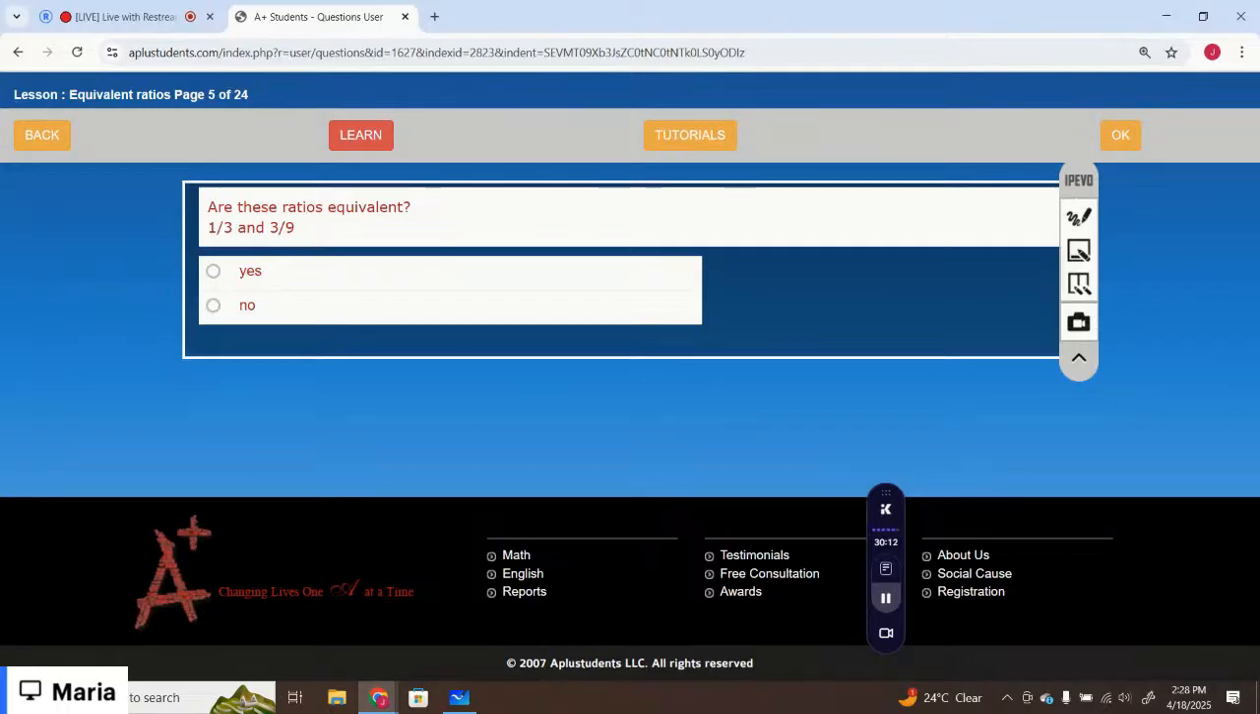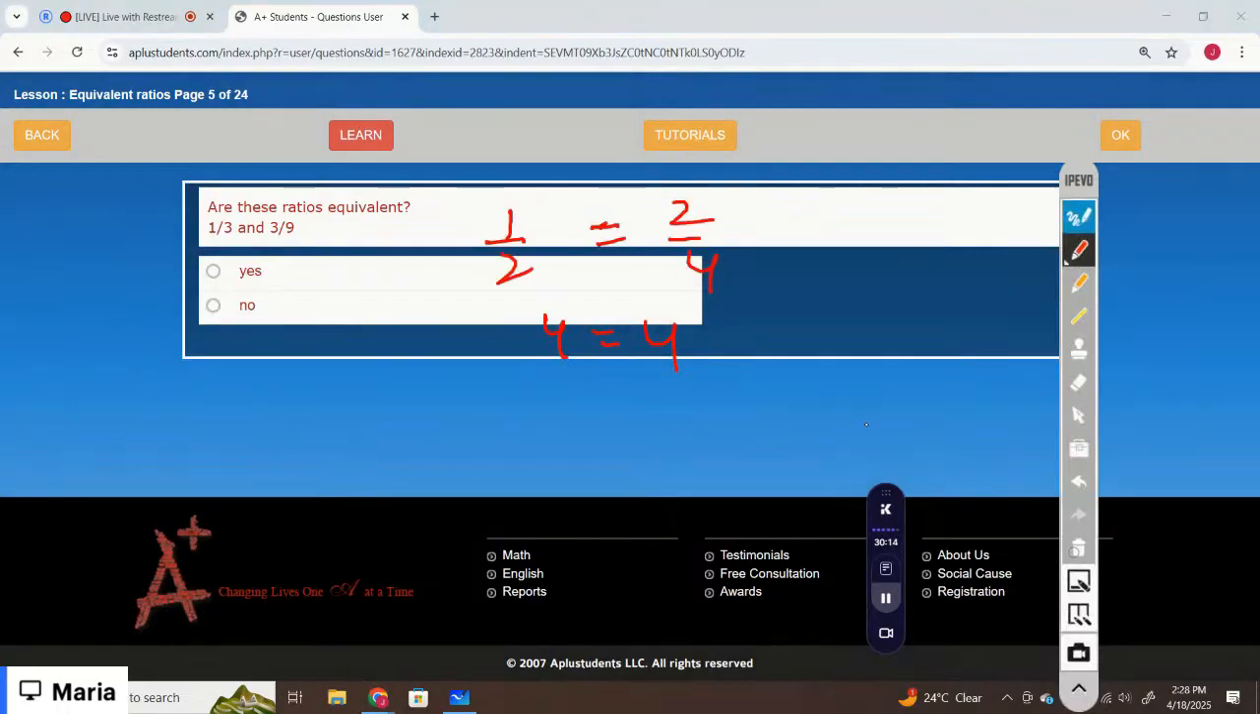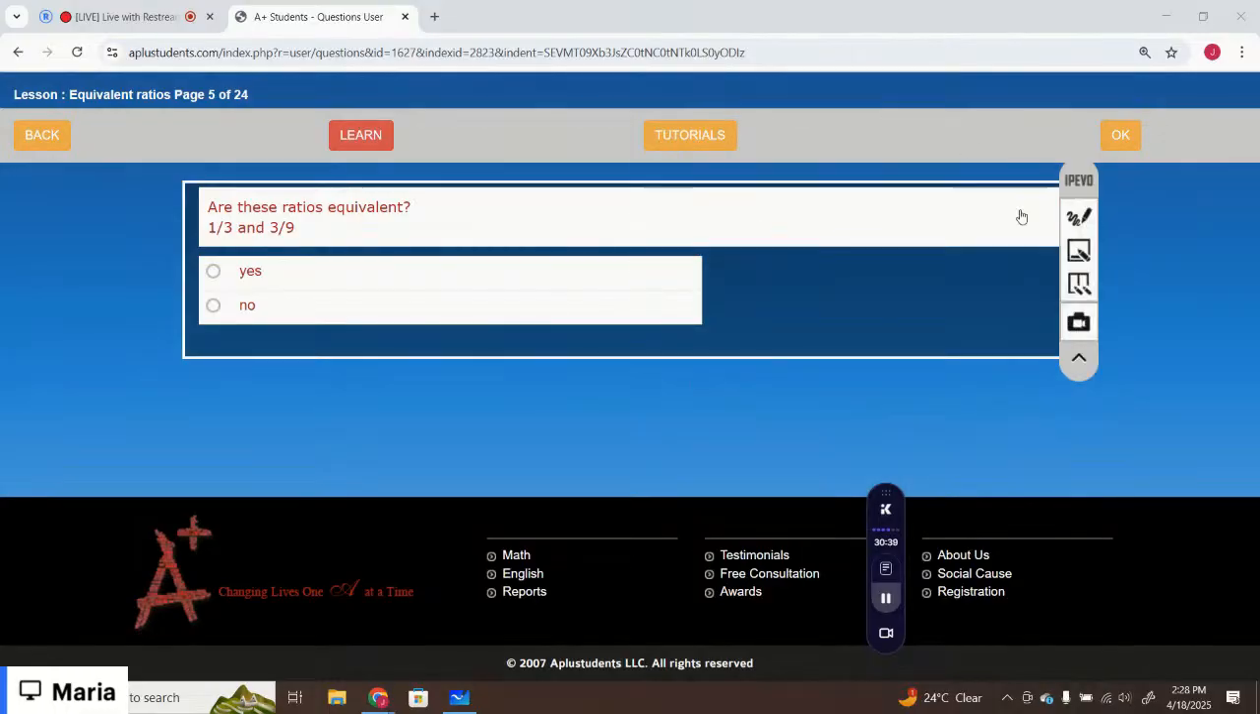Are these ratios equivalent? The ratios are 1 by 3 and 3 by 9. So just do cross multiplication. 9 times 1 is 9, 3 times 3 is 9. So yes, they are equivalent. Option number 1 is the correct option. They are equivalent.